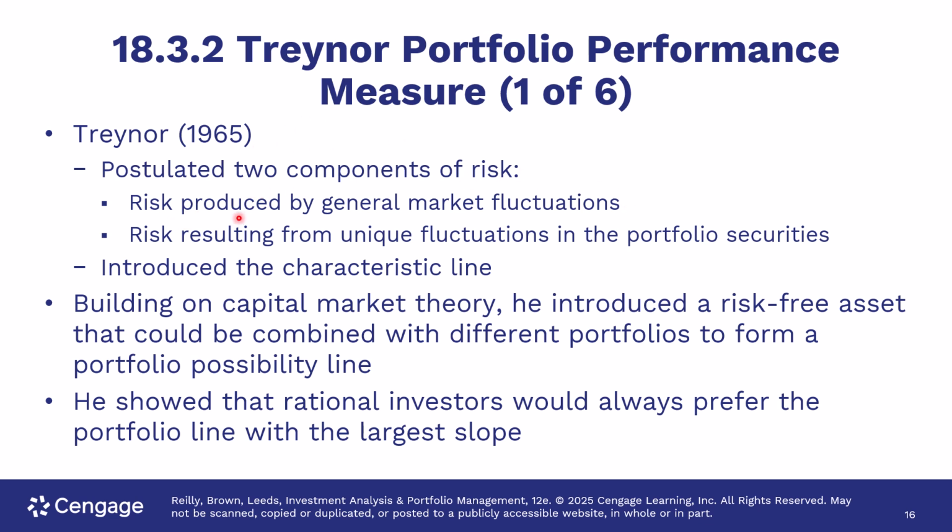There's risk produced by general market fluctuations like interest rates, unemployment, GDP, recessions, things that none of us can hide from. And then there's risk resulting from unique fluctuations in the portfolio securities, the individual stocks in the portfolio. We know that that type of risk can be diversified away. That's company-specific risk. So Treynor introduced the characteristic line.